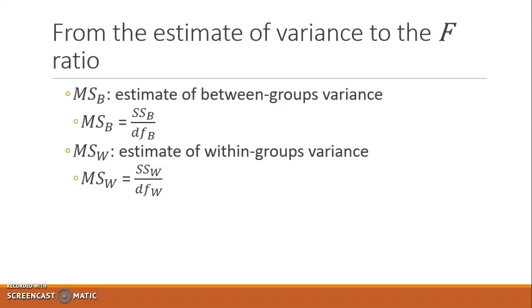And so once you've gone through and found those, the final F formula is rather simple. You take the mean squares for between groups and divide it by the mean squares for within groups. And that'll give you the F ratio.